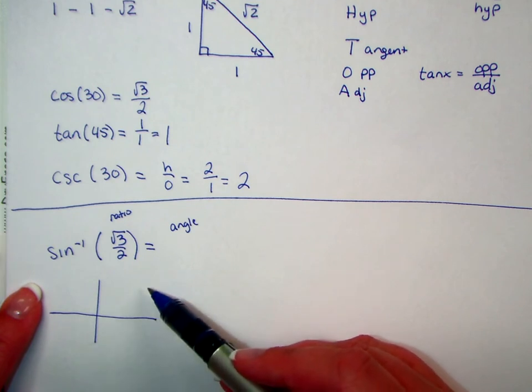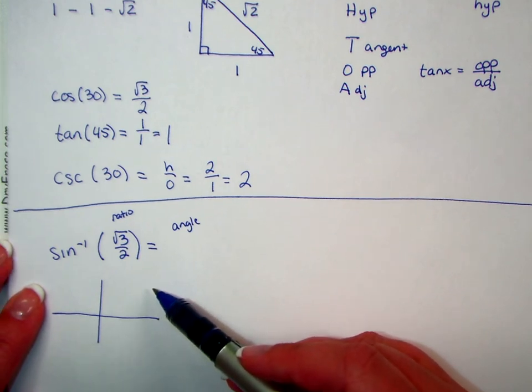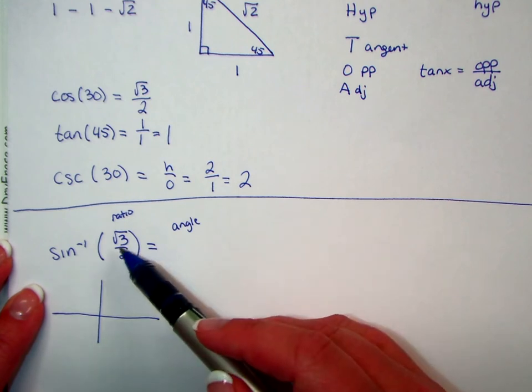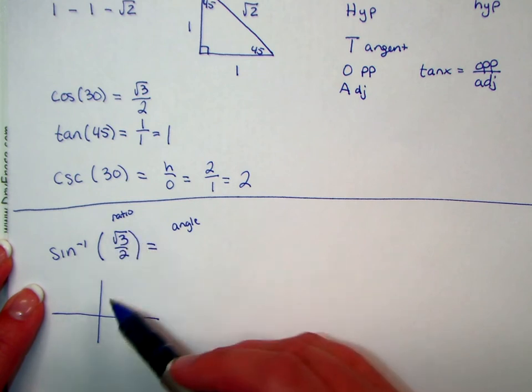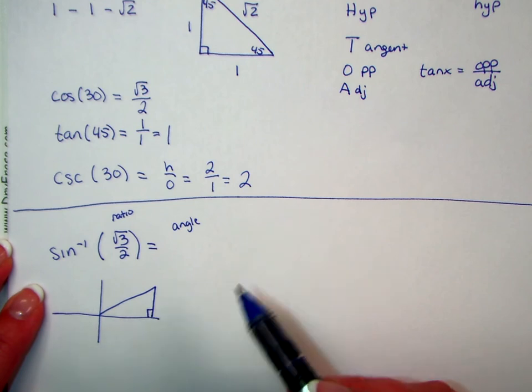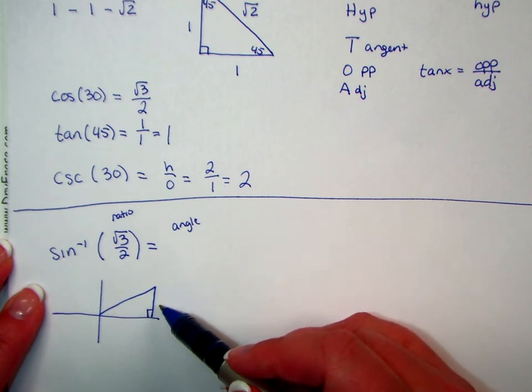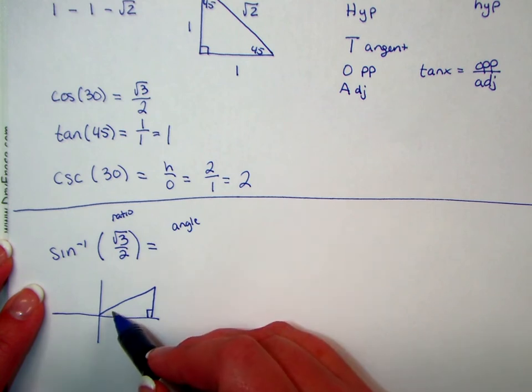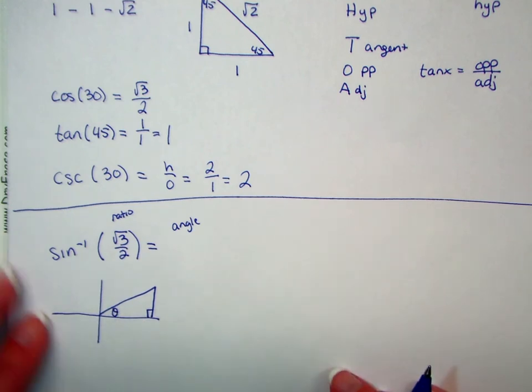Remember, if the ratio is positive, the angle is going to be in quadrant 1, and if the ratio is negative, the angle is going to be in quadrant 4. Now, since this ratio is positive, I'm going to go ahead and draw a special triangle in quadrant 1. Make sure that the 90-degree angle is always with the x-axis here. So the angle I'm looking for is right here, right?